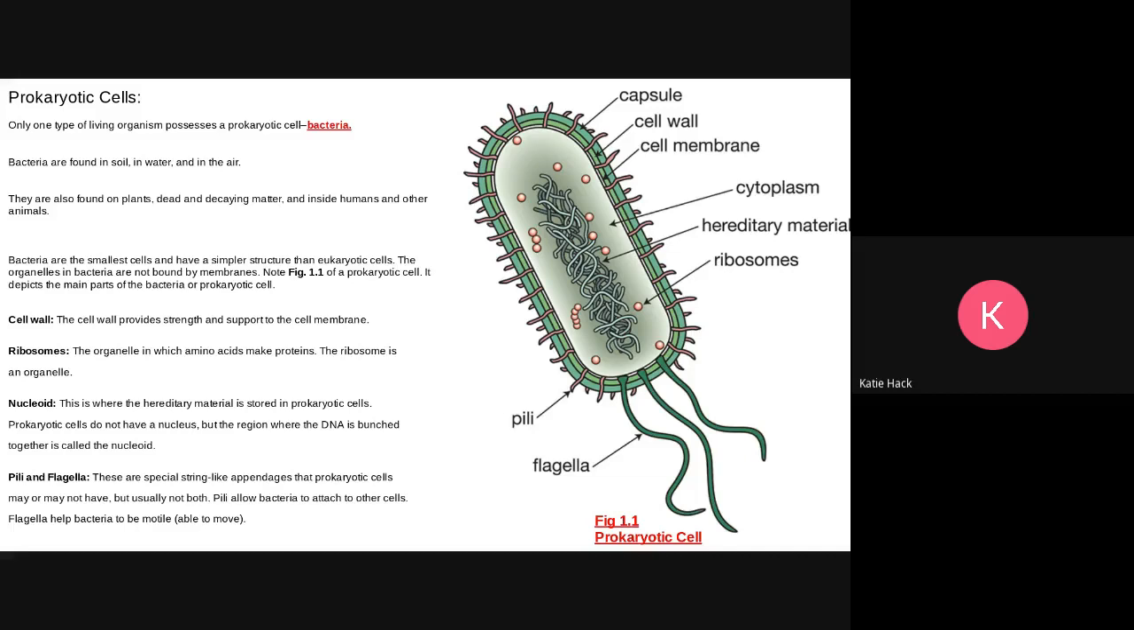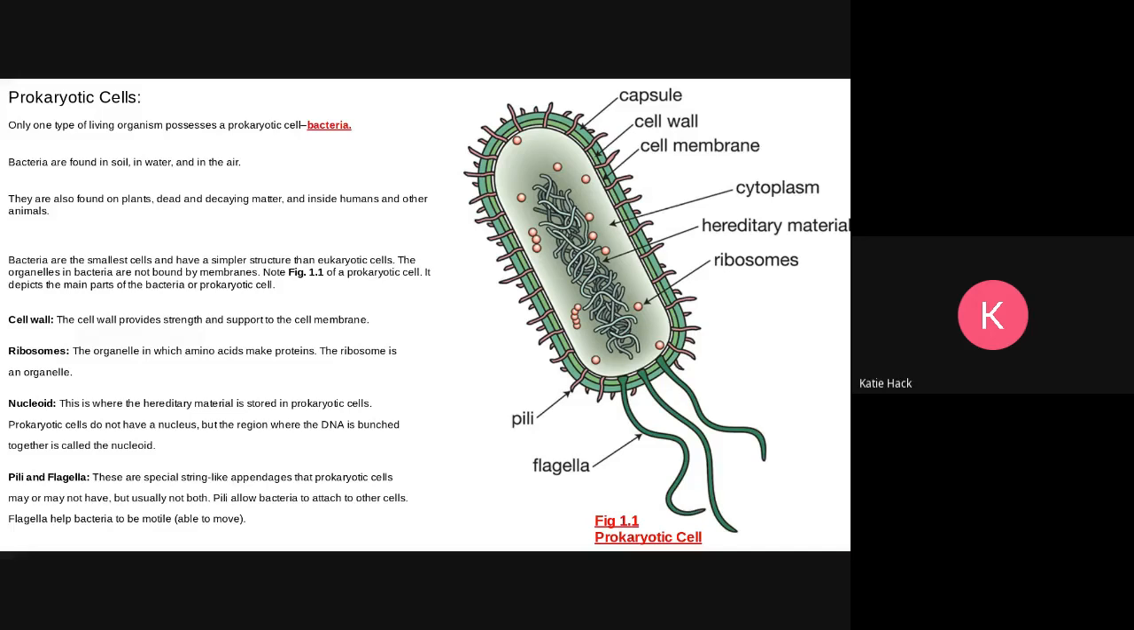Okay, so the cell wall, once again, is that outermost layer. Actually, it looks to me like it's the second layer. The middle layer is your cell wall, and the third layer is the cell membrane. That outermost layer is your capsule, but it doesn't look like we talk about the capsule. Your ribosomes are going to be those little round dots inside of the cell, and that is where amino acids make proteins. So the ribosome is considered an organelle.